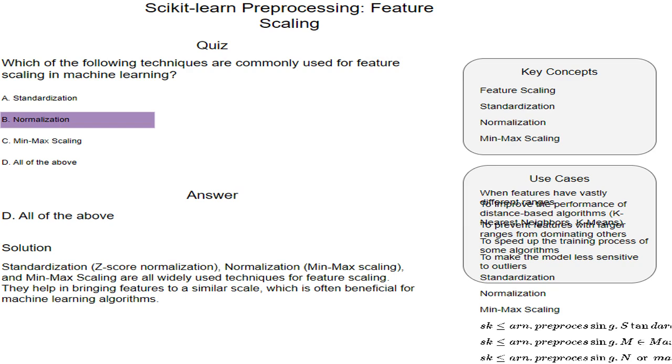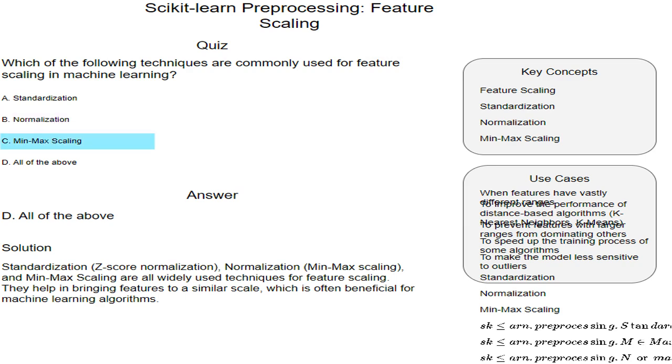Example: suppose you have data on the prices of different products. The prices can range from a few cents to thousands of dollars. By normalizing the prices to a range between 0 and 1, you can ensure that all products are treated equally regardless of their price range.